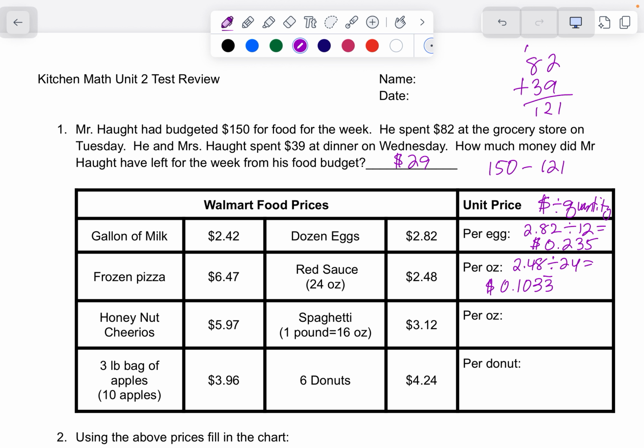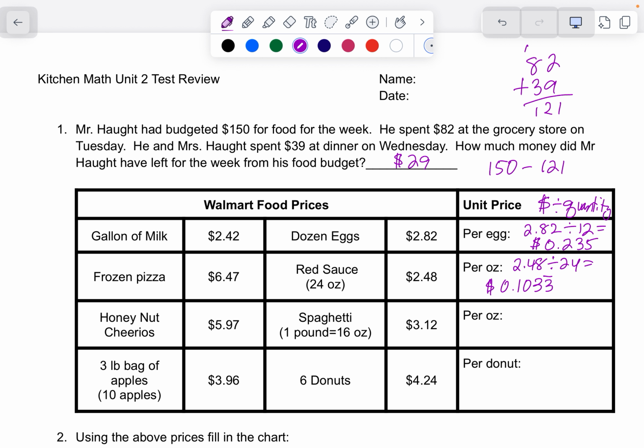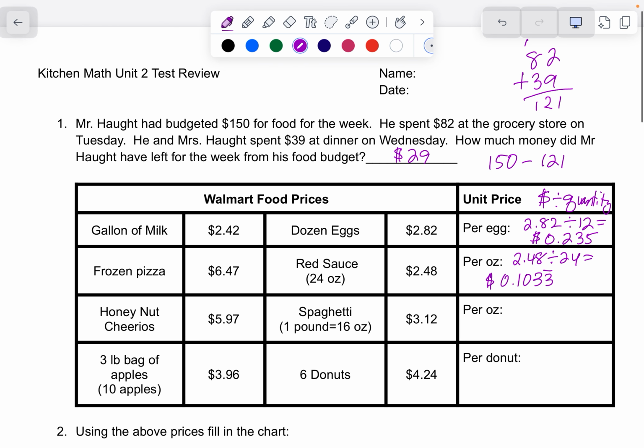And then we're going to do spaghetti. A pound of spaghetti is $3.12. Dividing by a pound isn't going to be super helpful. So instead, you'll notice I told you what to divide by. The per ounce means divide by the ounces. So that would be $3.12 divided by 16, which is 0.195. So that is just a little under 20 cents per ounce.